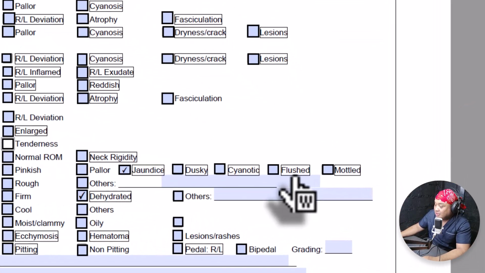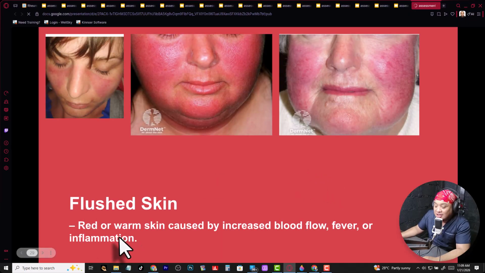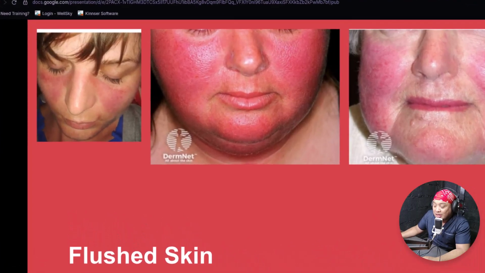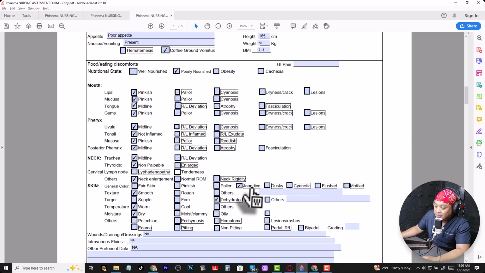Where are we right now? So we have flush skin. Oy, nag-flush siya kay dayang crush. So that means the reddish. Okay, namula-mula siya. So here we go. Flush skin is a red or warm skin caused by increased blood flow, fever, or inflammation. Okay, that's flush skin. So I check jaundice because this is a leptospirosis.